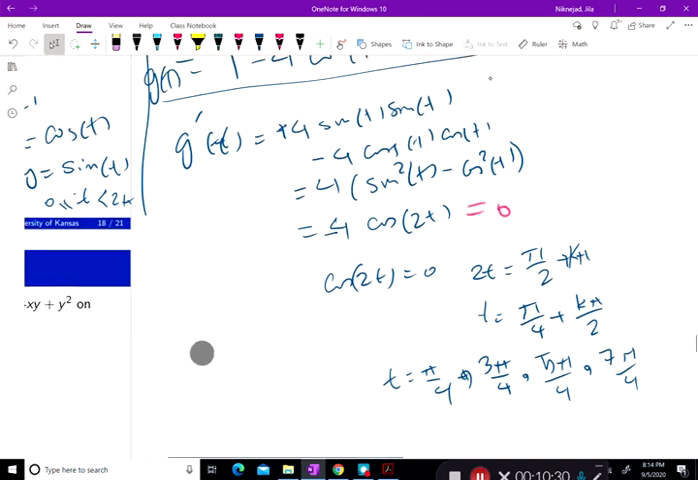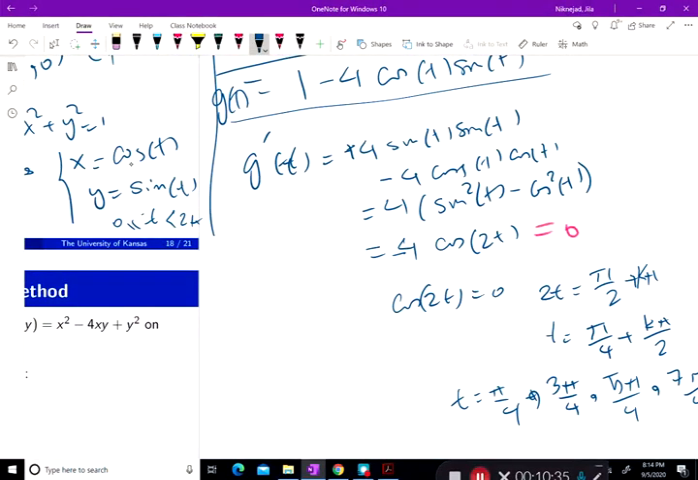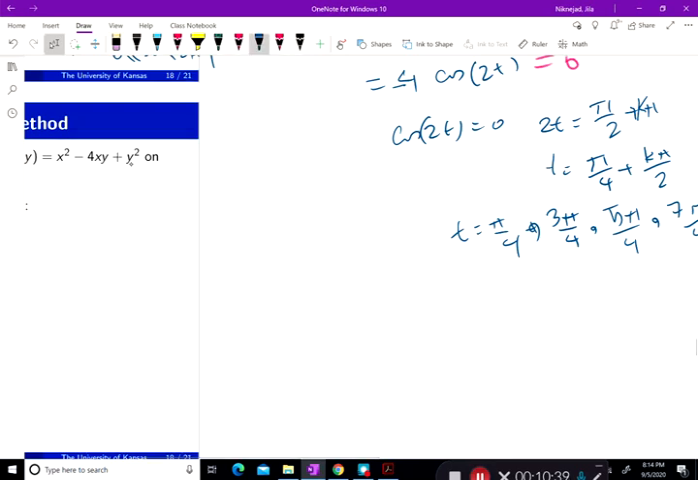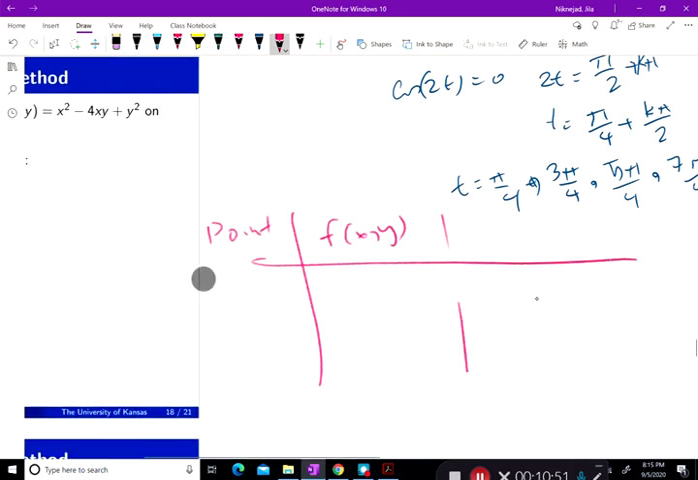And so what was the parameterization? The parameterization was x equal to cosine of t and y equal to sine of t. So let's set this up now. Point, f of x and y, and then we do even more.